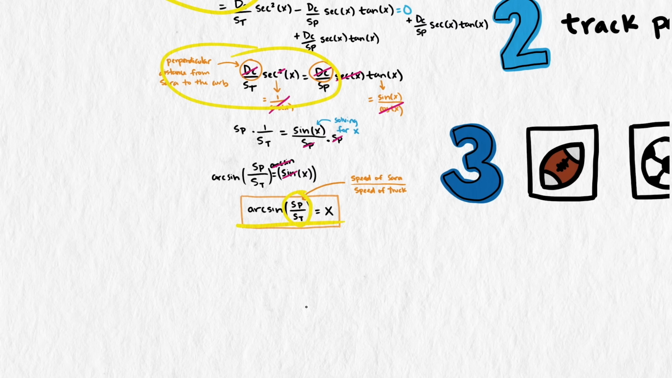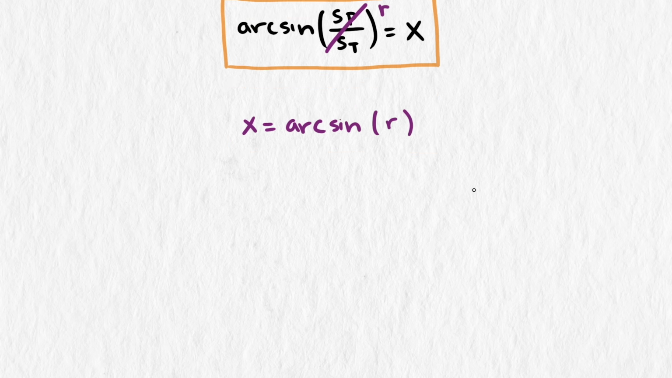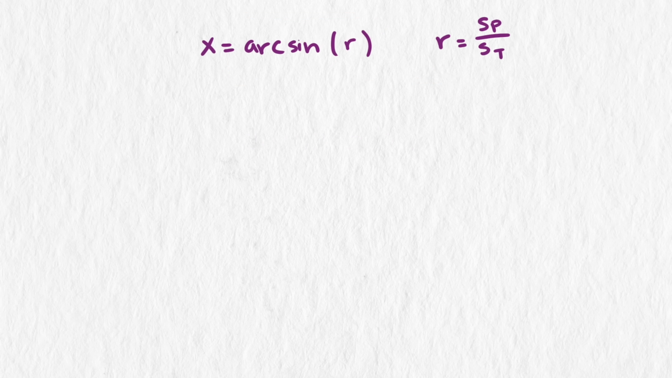Let's get back to our expression for the optimal angle. We can simplify the formula even further by replacing the ratio with one parameter or variable. We can call it r, so x equals arcsine of r. This is extremely helpful in understanding these escape or intercept situations.